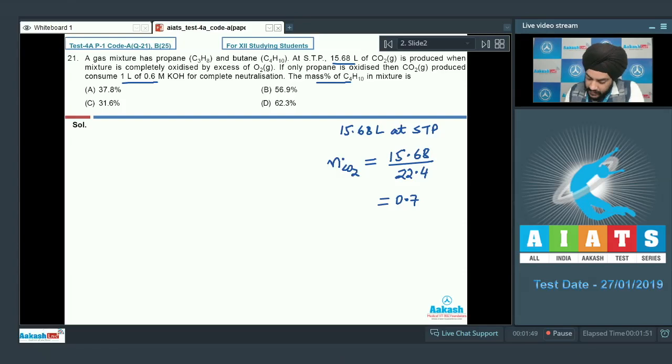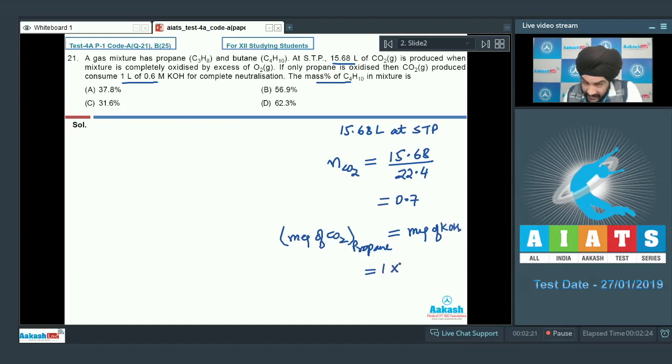Now it is further given to us that if only propane is oxidized, then the CO2 produced will consume 1 liter of 0.6 molar KOH for complete neutralization. Now we can say that the MEQ of CO2 coming from propane shall be equal to the MEQ of KOH. It is given that the volume is 1 liter and the concentration is 0.6 molar. Now the N factor is equal to 1.